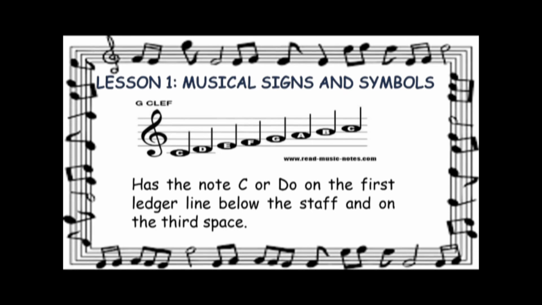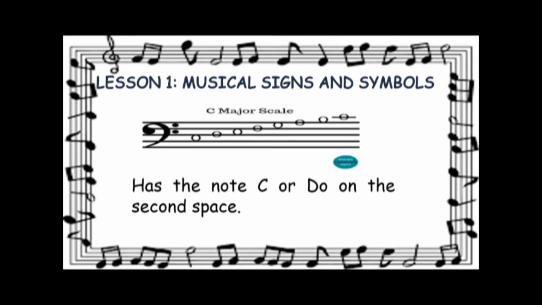Next is the G clef or what they call the treble clef. The treble clef is this one, okay? Don't be confused. This is just the scale of the G clef. It has the note C or Do on the first ledger line below the staff and on the third space. Okay, where's the ledger line? As you can see, this is a ledger line. And the third space. Okay, 1, 2, 3, and this is the third space.